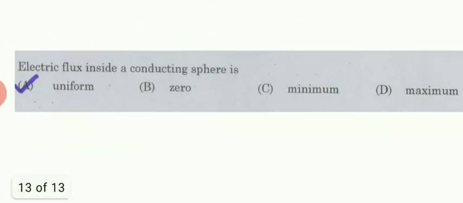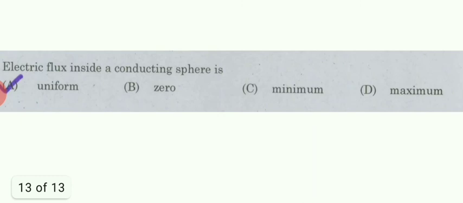Electric flux inside a conducting sphere is, see, whenever we know that electric field inside a conductor is 0. So electric flux must also be 0. So option B is the right answer.